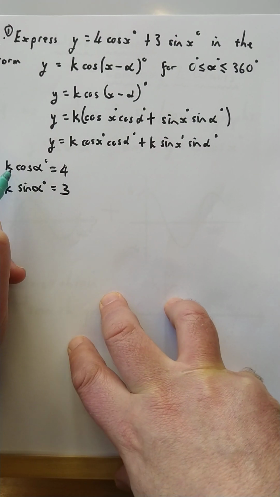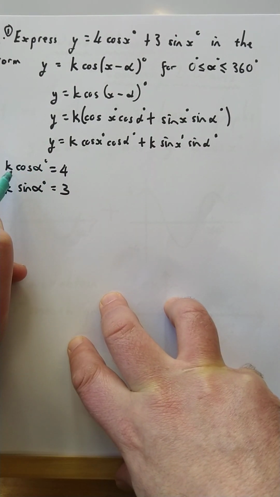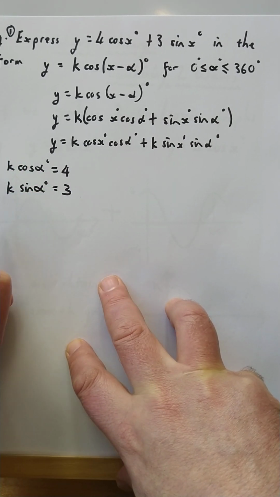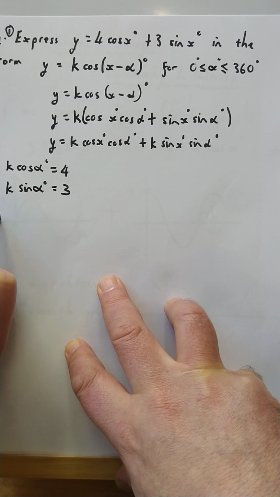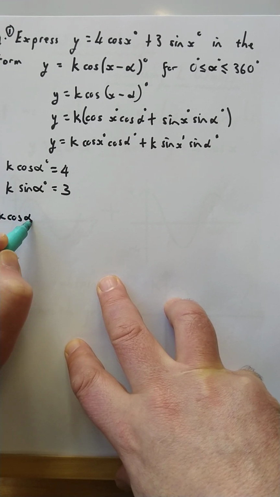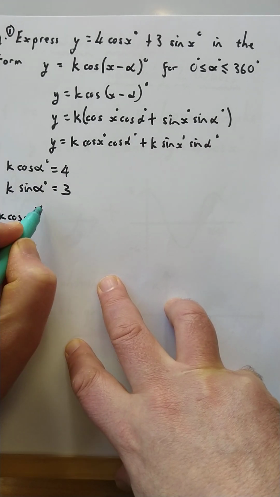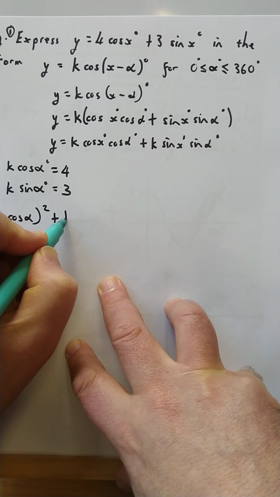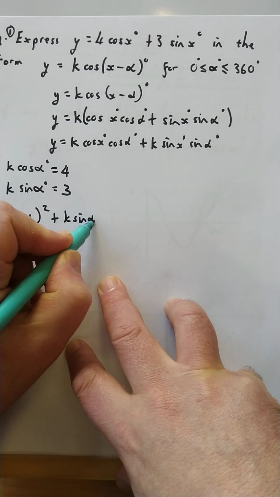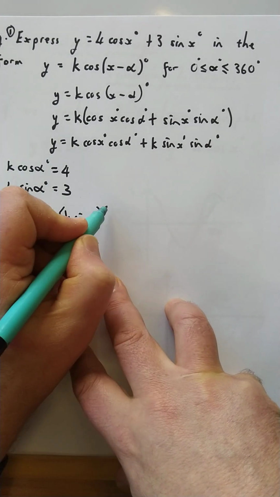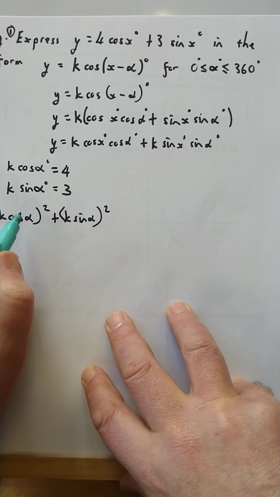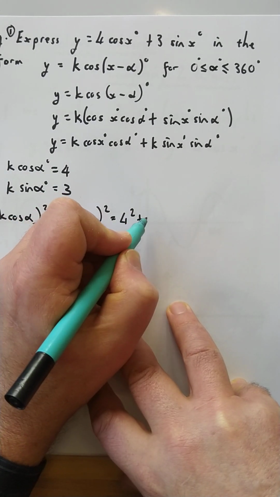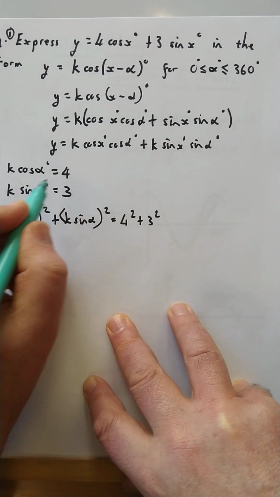If I want to now say I'm going to square the first term and the second term and add my two answers together. In other words, that's (k cos alpha) all squared, I'm going to add in (k sine alpha) all squared. That must be the same thing as saying 4 squared plus 3 squared, because I know that those are the values of k cos alpha and k sine alpha.